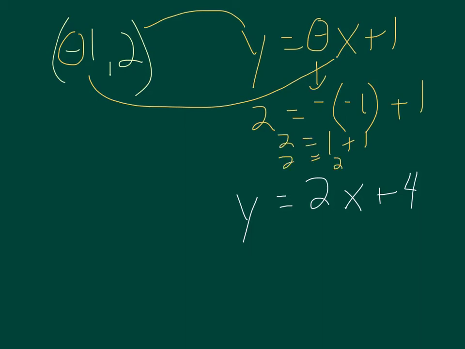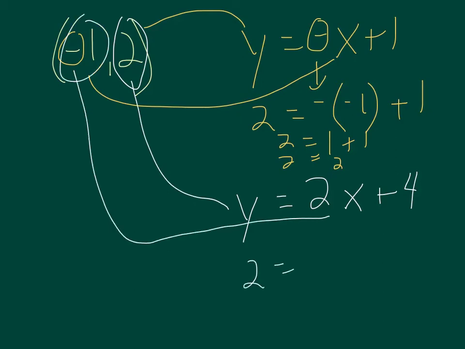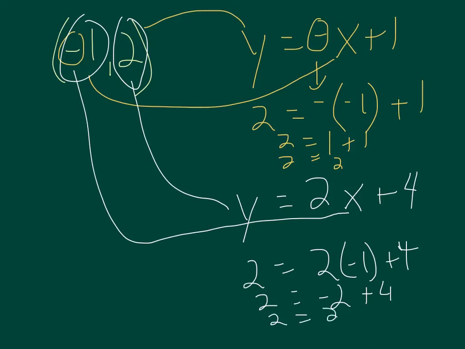Does that mean that 2 equals 2? Yeah, awesome. We got it right. Let's try it again. Take this value for our y, plug it in down here and say 2 equals, and then we're going to take negative 1, plug it in over there. We're going to say 2 times negative 1 plus 4. Okay, 2 times negative 1 is negative 2, plus 4. Okay, 2 equals, well, negative 2 plus 4 is not negative 6. It's actually 2. 2 equals 2.